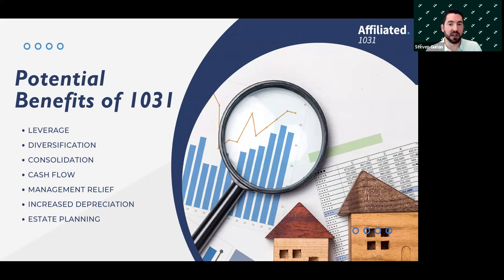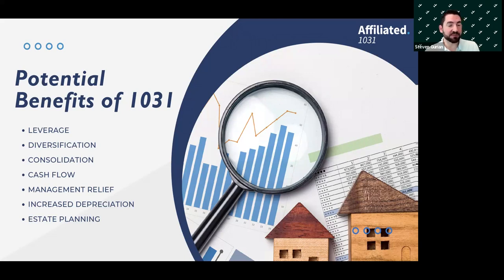Obviously, cash flow is a big one. If for whatever reason you decide to sell 1 property and potentially buy 3, you're going to increase your cash flow by having additional rental properties at your disposal in your portfolio. And management relief, kind of talked about it already. When you're consolidating, if you're trying to reduce your portfolio, 1031 is a great tool to defer capital gains taxes if you're looking to purchase one replacement property while selling 2, 3 or more relinquished properties.